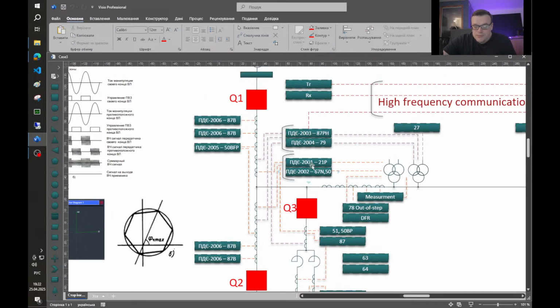And usually it is used for a teleprotection permissive scheme, and this third stage is used to start a single phase AR.